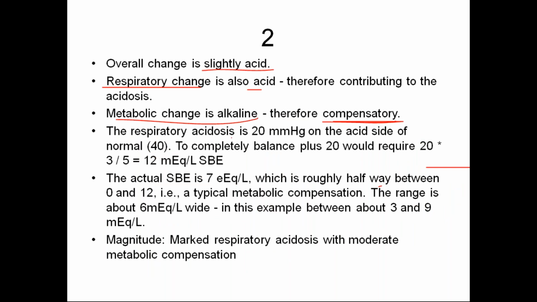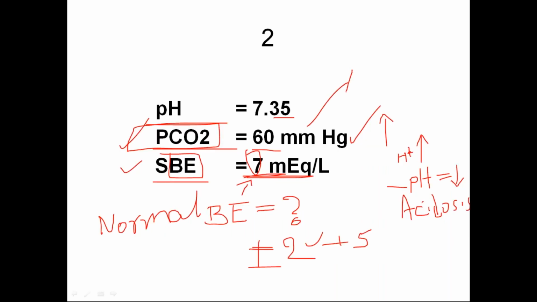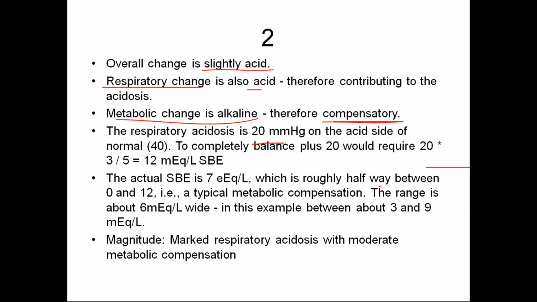So in respiratory acidosis, normal is usually 40, right? Normal is 40 millimeters of mercury. So how much is the excess? 20 millimeters of mercury excess actually. PCO2. So to complete the balance, plus 20 should be required. For each 5 millimeters, the change is 3. So if the base axis becomes 12, then it can balance this acidosis. Because for each rise of 5 millimeters of mercury, the base axis will increase by 3 points.